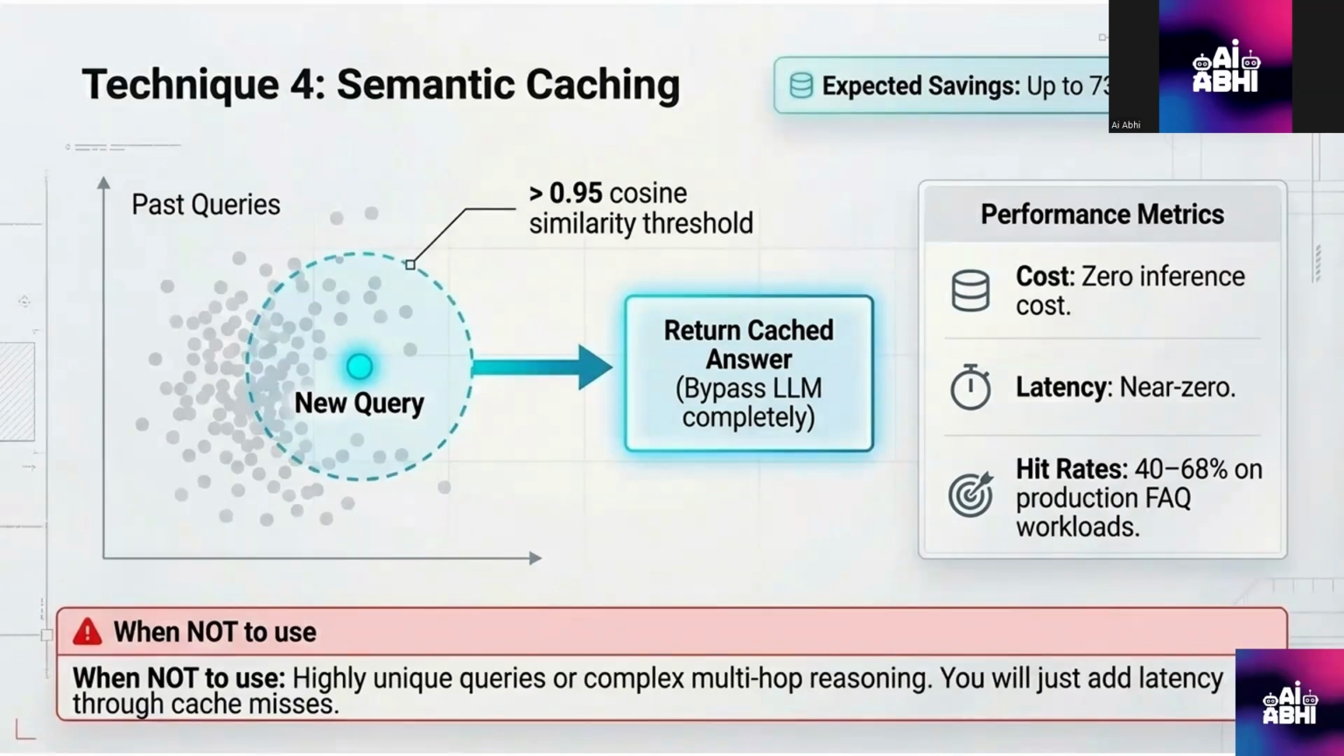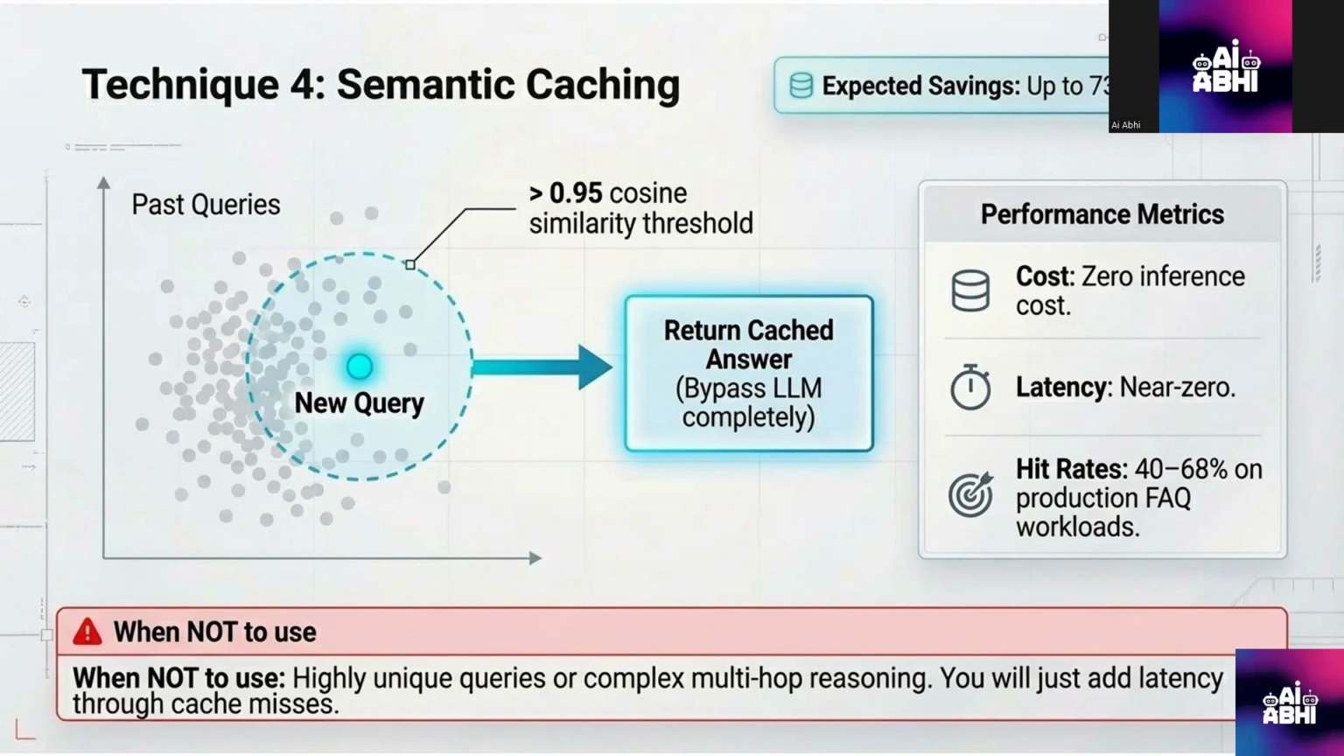Here's how it works. When a query comes in, convert it to an embedding and check if a semantically similar query has been answered before. If the similarity exceeds a threshold, say 0.95 cosine similarity, return the cached answer without calling the LLM at all. Zero inference cost, and near zero latency.